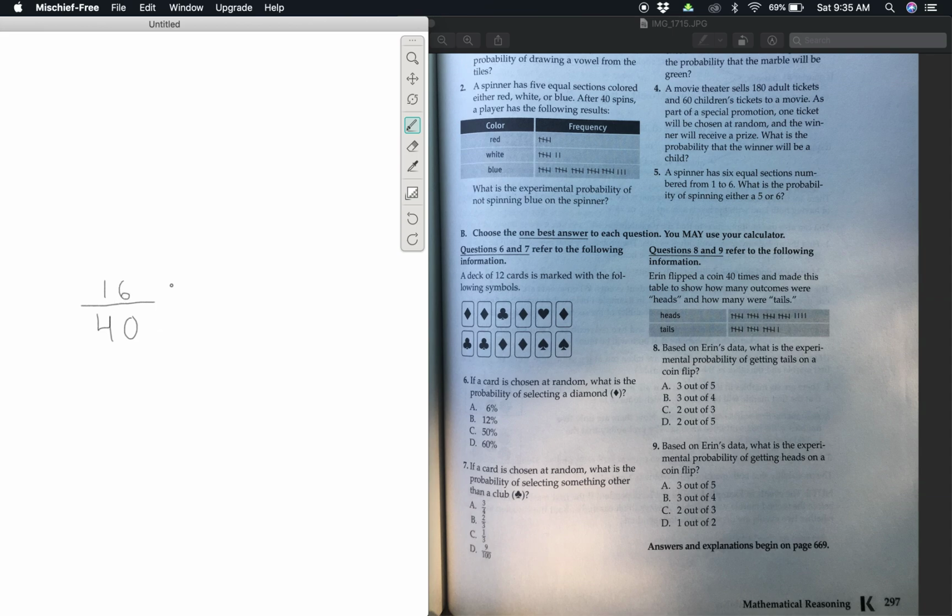Let's simplify this. Find the highest number that goes into both of these, if possible. 8 goes into 16, 2 times. 8 goes into 40, 5 times. So you have 2/5, okay? 2 out of 5 times. So here we go. We have 2 out of 5 is the probability of landing tails.